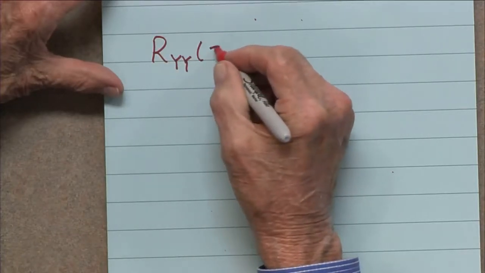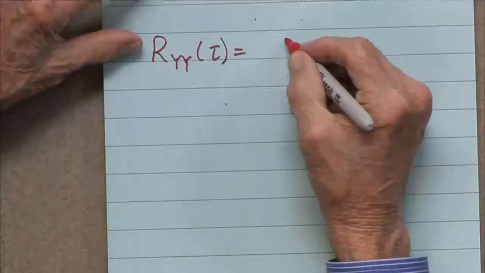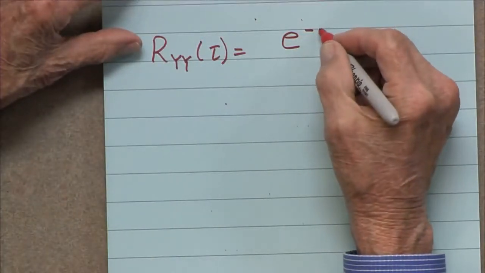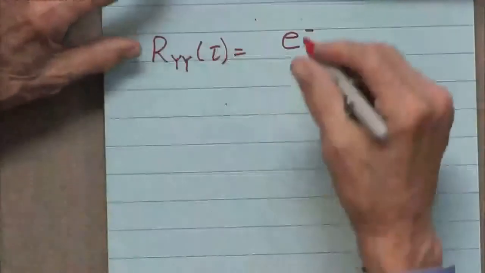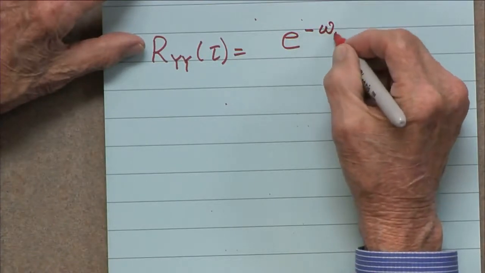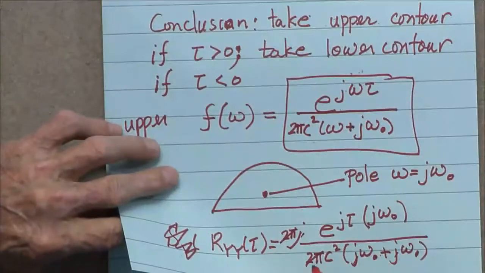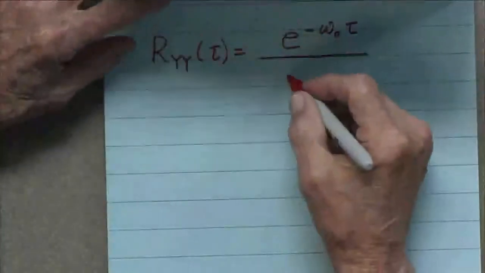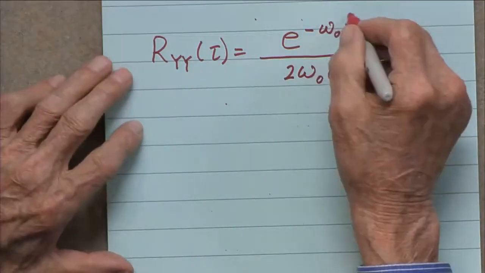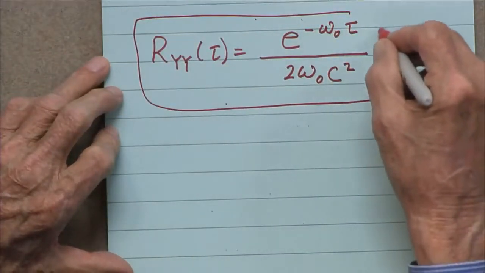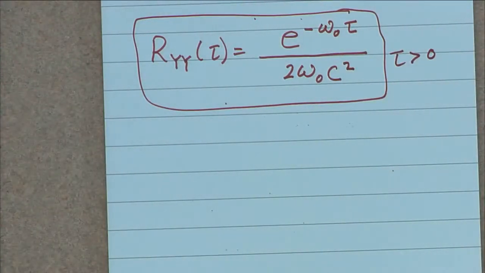R_YY of tau equals e to the minus omega 0 times tau, divided by 2 omega 0 c squared. There's your answer. Oh, that's for tau greater than 0, isn't it?